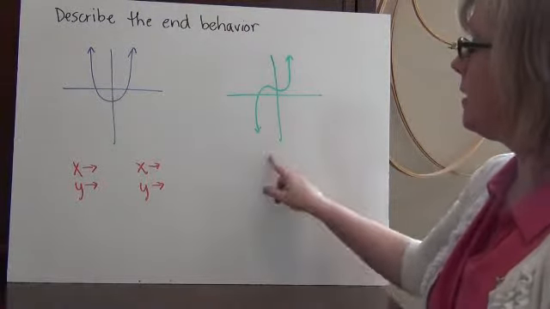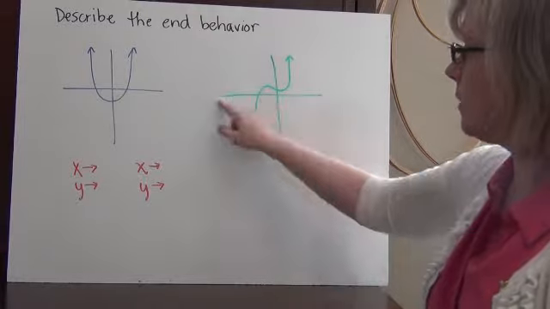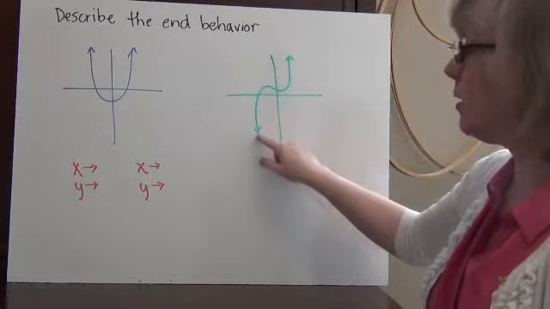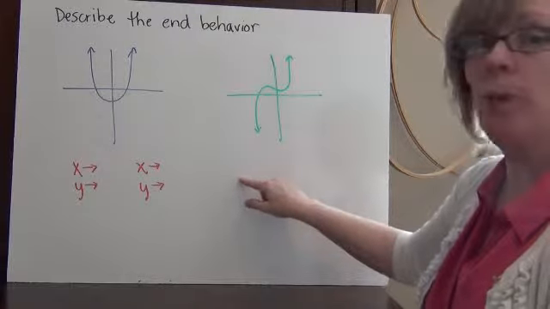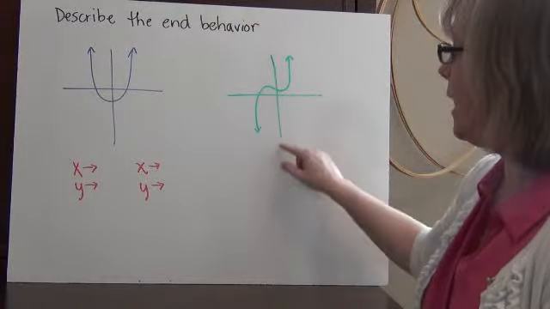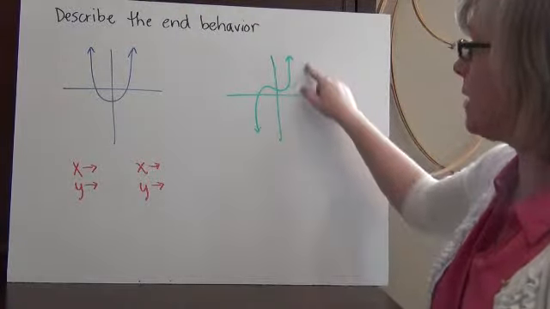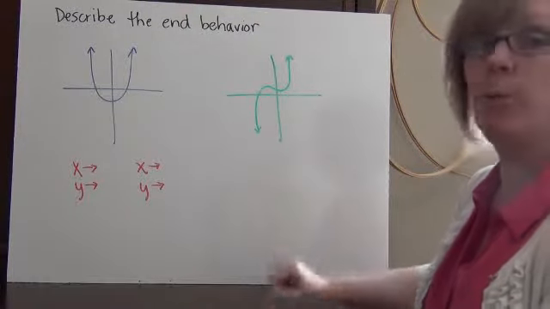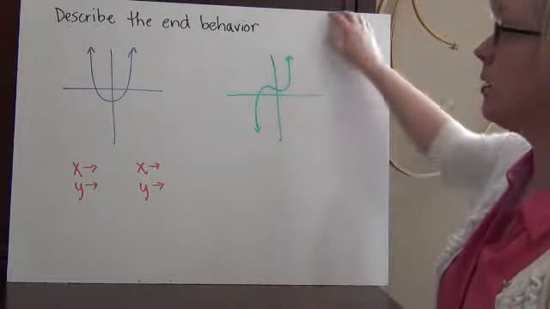Okay, this one here, as x is getting toward negative infinity, look where y is. Y is also approaching negative infinity. As x is approaching infinity on this side, y is also approaching infinity. So in this case, they're both doing the same thing. Okay?